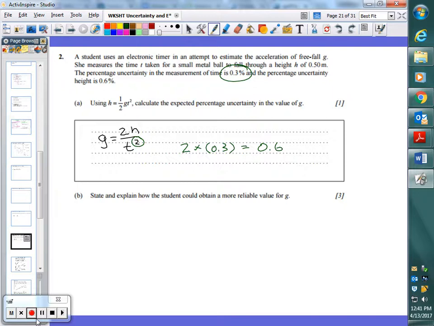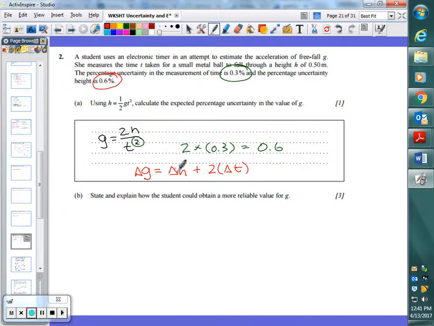There is no uncertainty in the 2, so we don't have to worry about that. That's just a value, right? So the uncertainty in h is 0.6. The uncertainty in t is also 0.6 because we had to multiply it by that 2 to begin with. So the overall uncertainty in g is going to be the uncertainty in h plus 2 times the uncertainty in t, because we're dividing h and t, but we had to take t to that power. Is that okay with that?